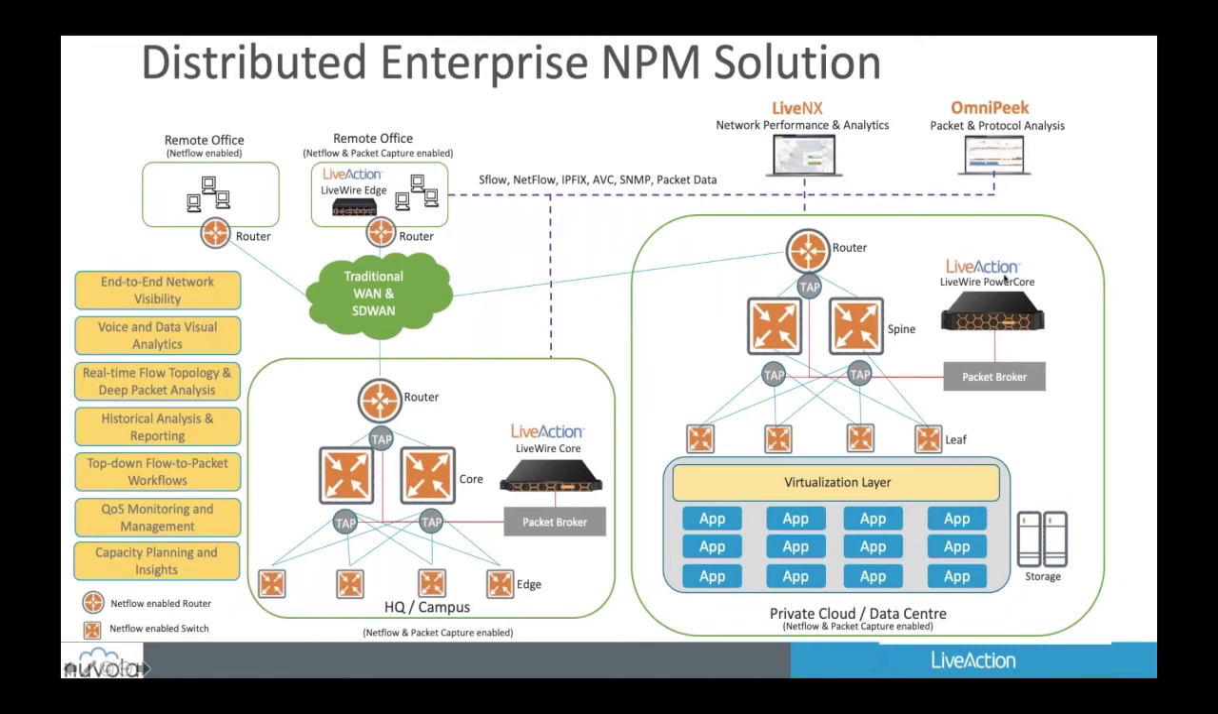And we have, as I said, we've got different appliances for different parts of the network. The Power Core for typically the data center, the LiveWire Core typically for the wide area network or the campus network. And then we have the small desktop units here, which can be used in remote offices or even home offices. I have one in my home office here, which I can show in the demonstration.